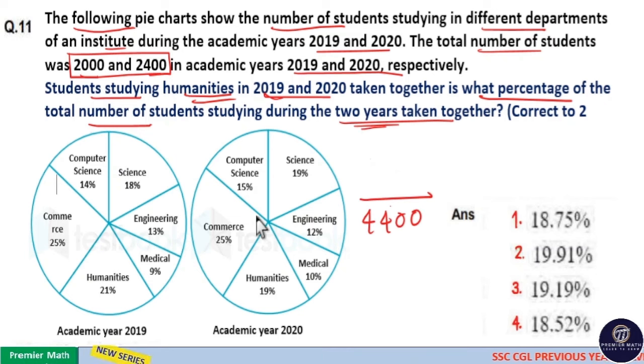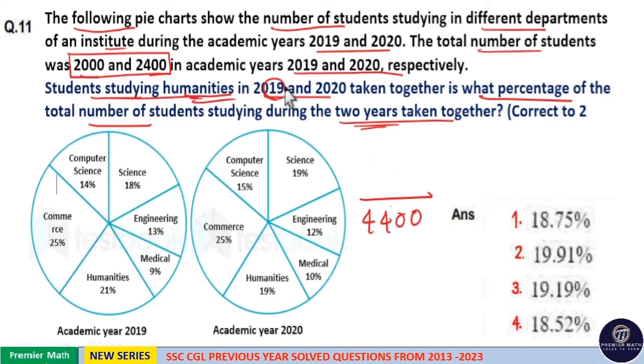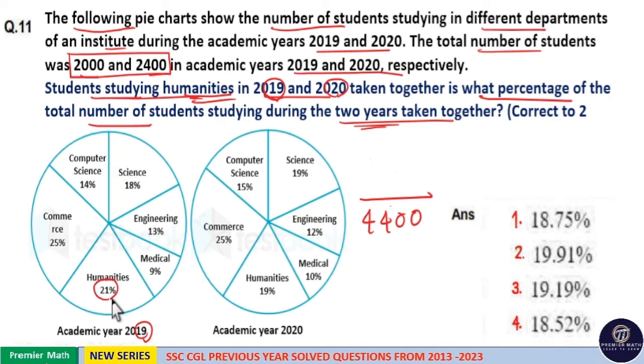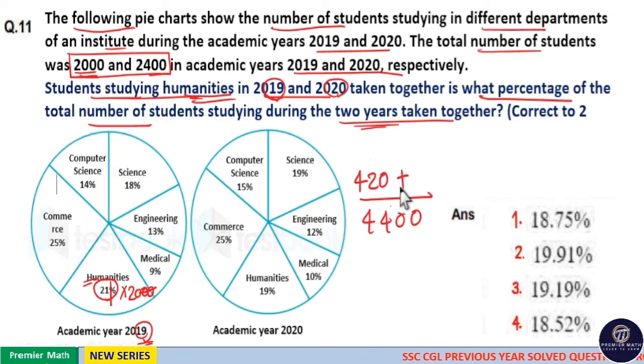Now humanities students in 2019 were a total of 21 percent. So the total number of students in 2019 is 2000. So 21 percent of 2000 is the total students in humanities in 2019. Percentage and 00 cancel. 21 into 20 is equal to 420. Plus in 2020, 19 percent were the humanities students.